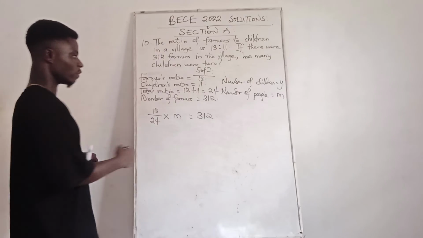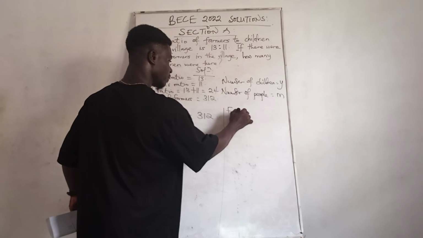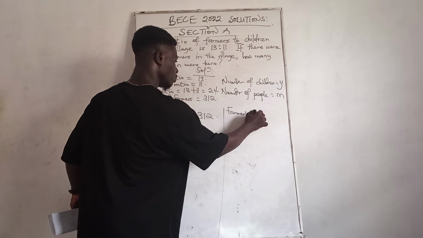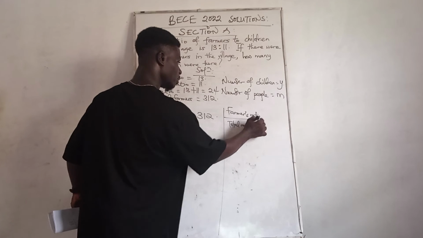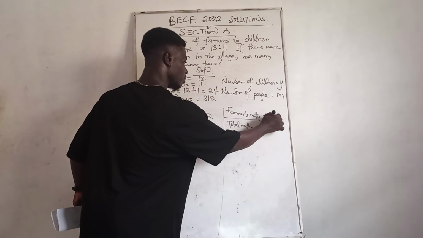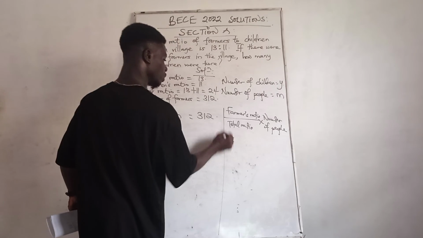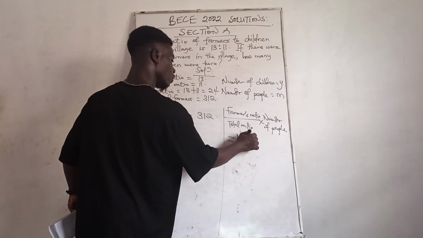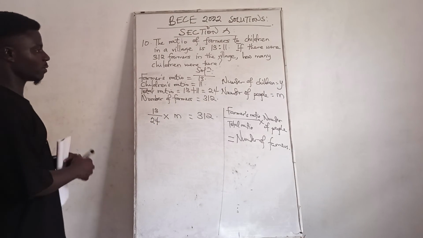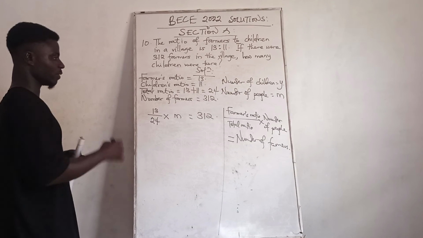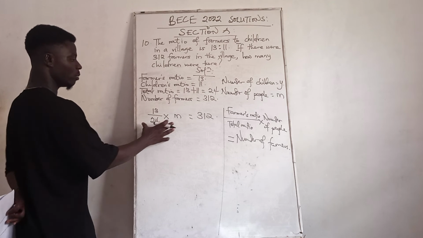So kindly take note of that. The thing is farmers ratio over the total ratio times the number of people will be equal to the number of farmers in the village, right? So now take note of that. That's the same approach we are using here. So now here we multiply. The LCM is 24, so we multiply.